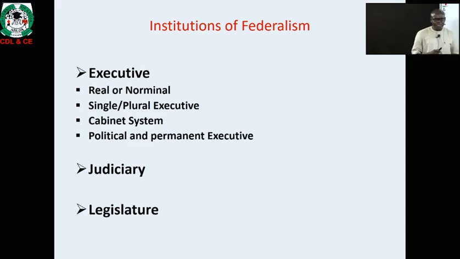Then we have political and permanent executives. The political executives are the ones that are mostly elected to serve for a period of time in office, while the permanent executives, from the word itself, it's explanatory, are those who hold offices for a much longer period. One of the functions of the executive basically is to ensure the day-to-day running of government. They are also expected to ensure that policies of government are implemented to the letter, and to appoint other executives like ministers who will be in charge of ministries and report back to their principal officers.